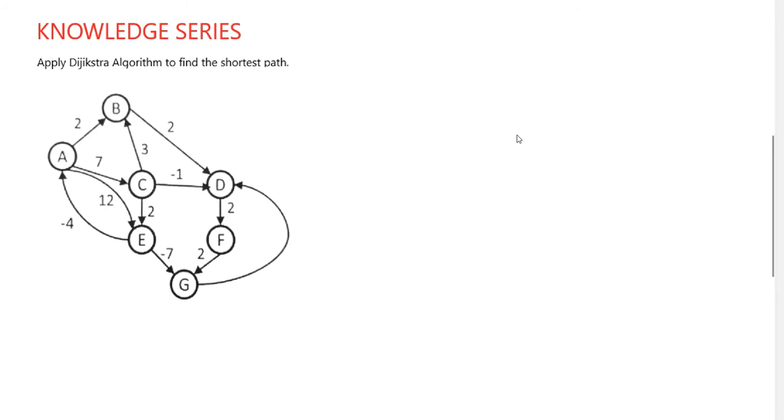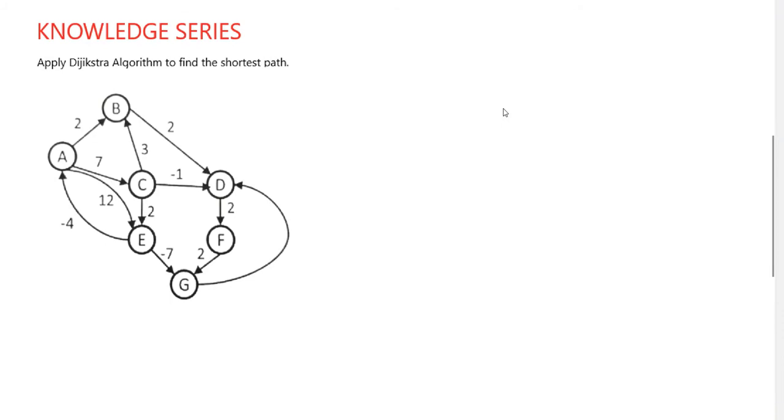Here, an example related to Dijkstra's algorithm to find the shortest path is shown. Let's see how to solve it. I would advise that you watch my previous video series on Dijkstra's algorithm, where several other examples have also been shown.